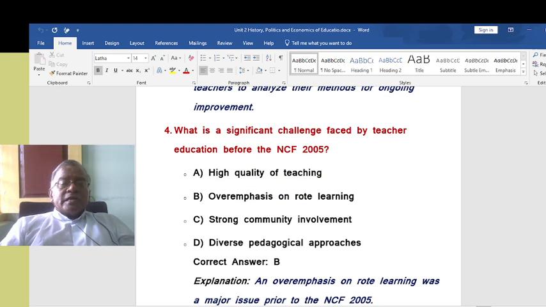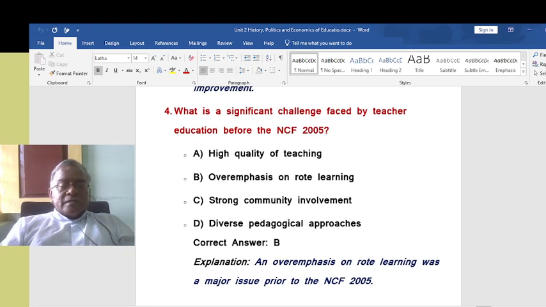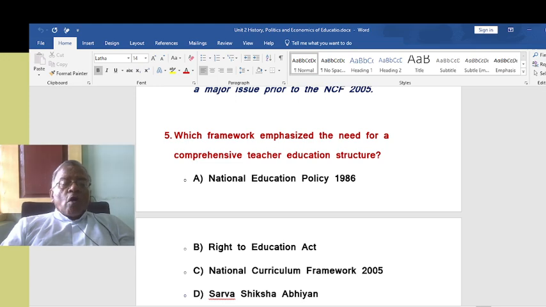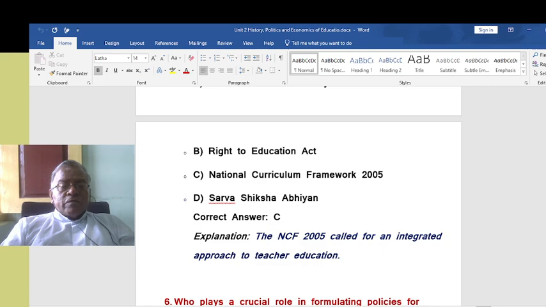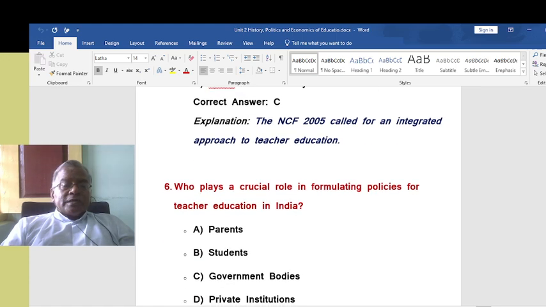What is a significant challenge faced by teacher education before the NCF 2005? That is, an overemphasis on rote learning was a major issue prior to NCF. This is the significant challenge they faced. Which framework emphasized the need for a comprehensive teacher education structure? That is National Curriculum Framework 2005. The NCF 2005 called for an integrated approach to teacher education.